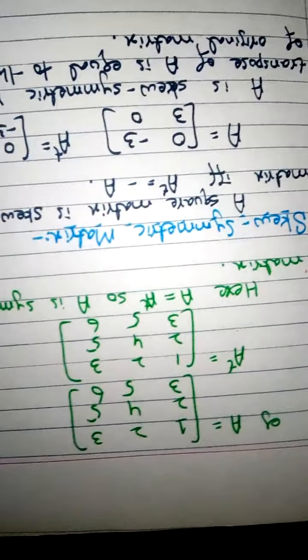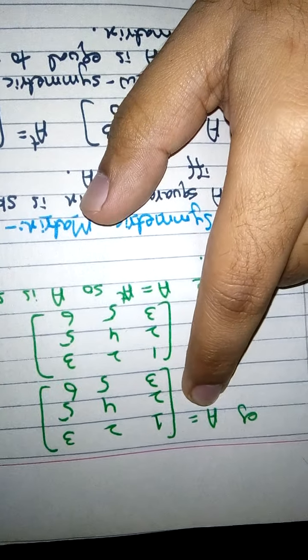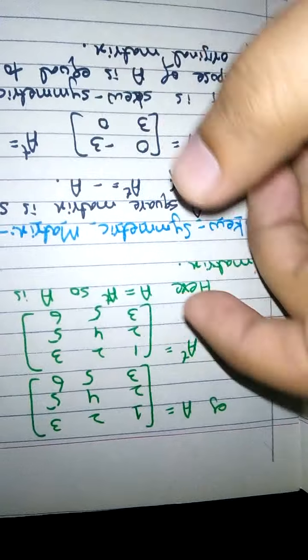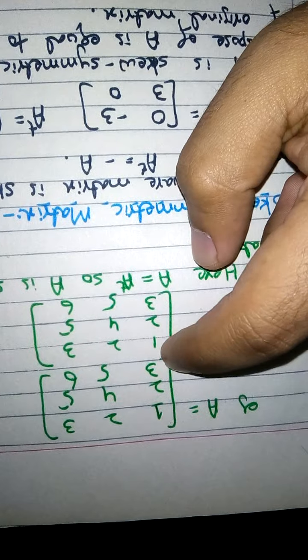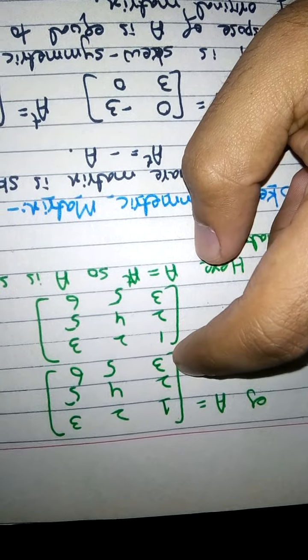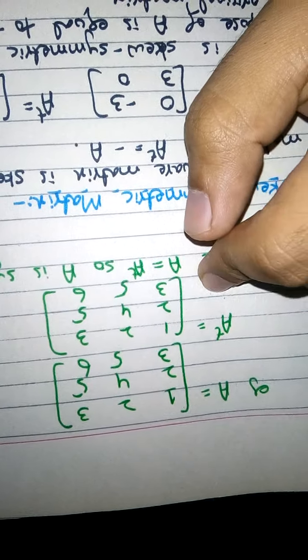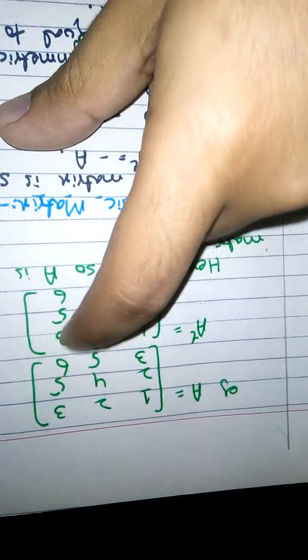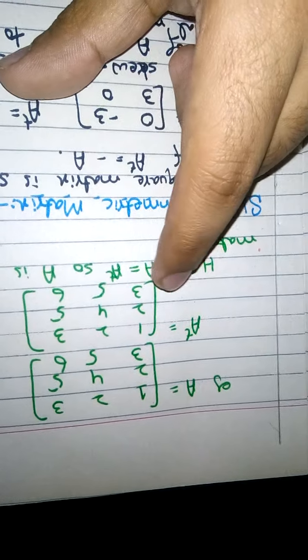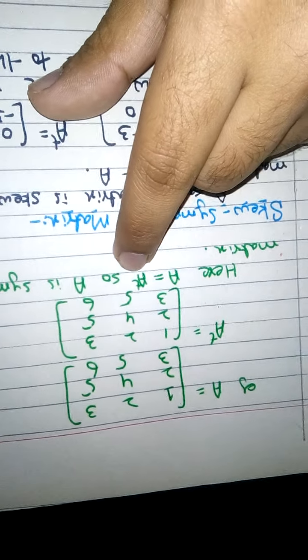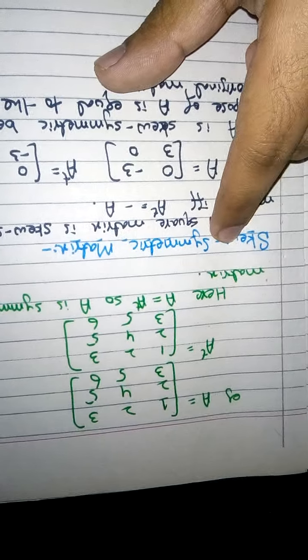For example, in this example A, the matrix is a square matrix, so the first condition is satisfied. If we obtain the transpose, we change the first row into the first column, the second row into the second column, and the third row into the third column. If you look at these two matrices, they are the same. That is, here A is equal to A transpose, so A is a symmetric matrix.